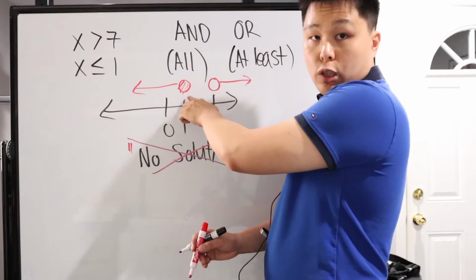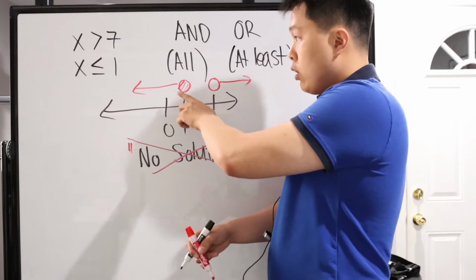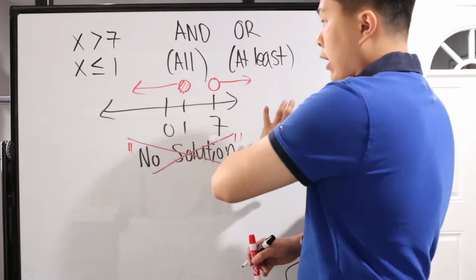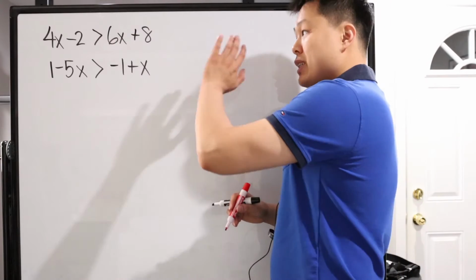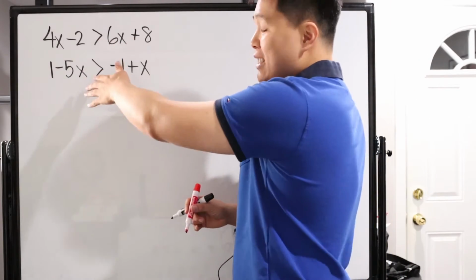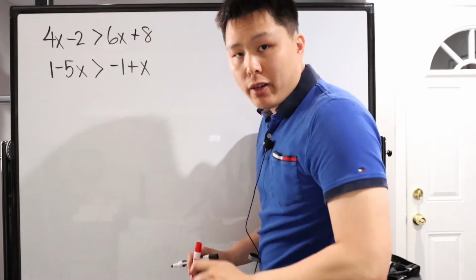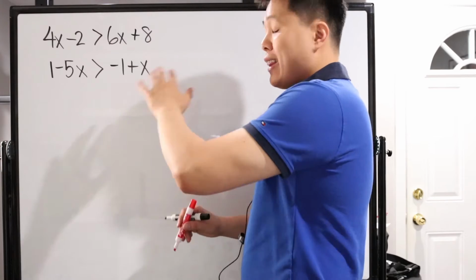Here's 1. Included because it's less than or equal, and it's everything less than. There you go. And that's how I graph this one. Now for the second problem, it's the same thing, except now it's not as easy. We actually have to solve each and every one of them first, isolate the variable, and then we can graph them.